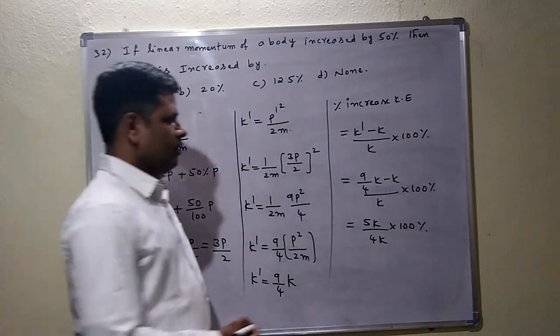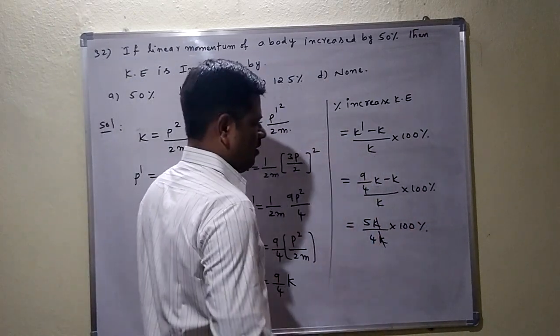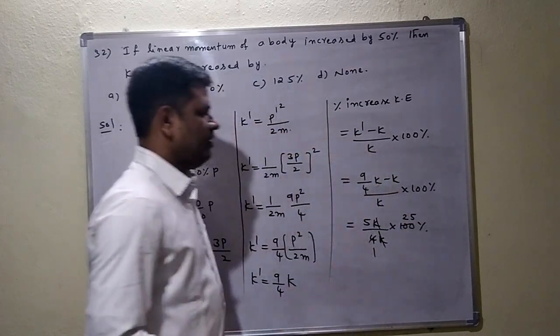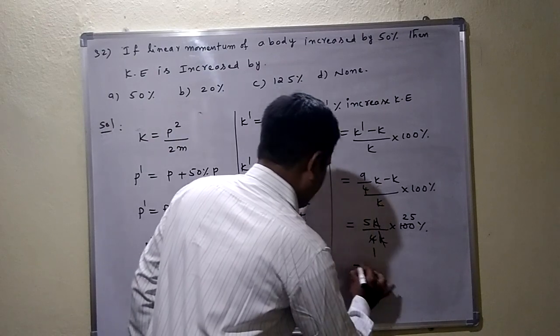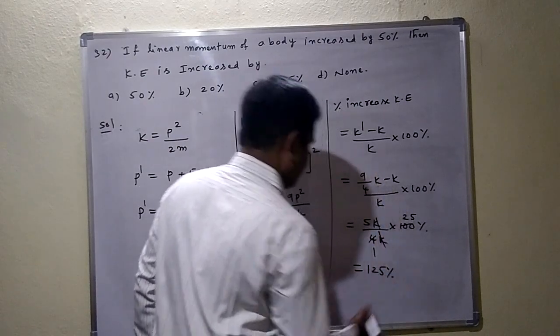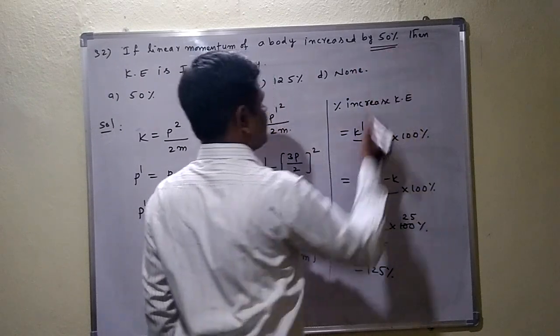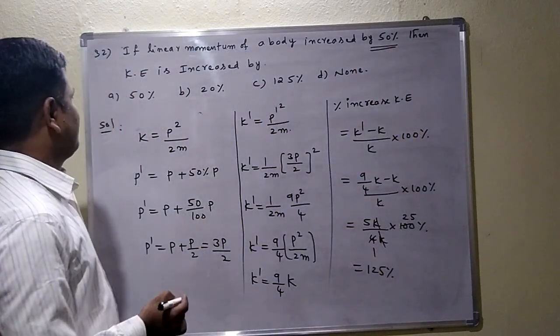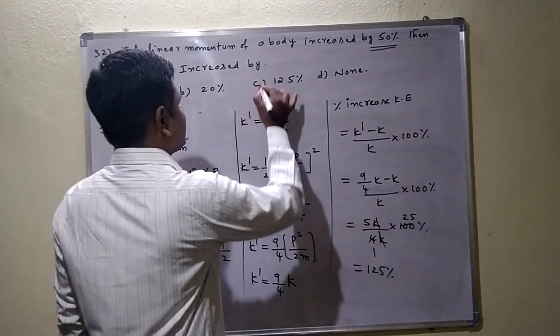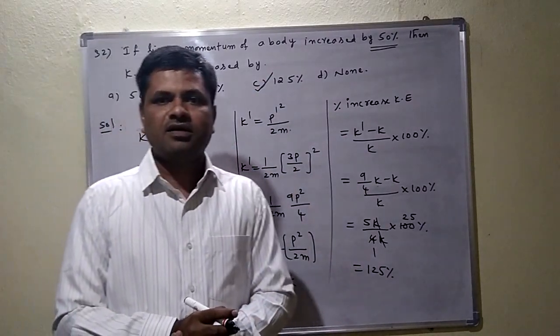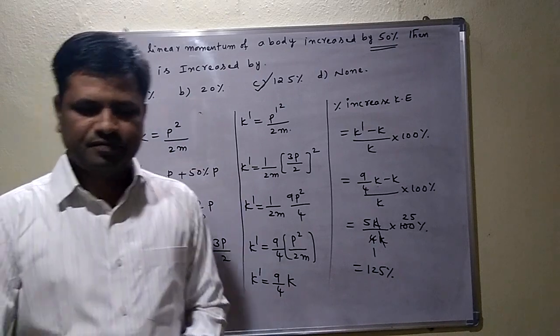Now this K and this K cancel. Now 4 ones are 4, 25s are 100, 25 fives are 125%. It means that when the linear momentum of the body is increased by 50%, the kinetic energy of the body is increased by 125%. So which option is correct here? C option is correct.